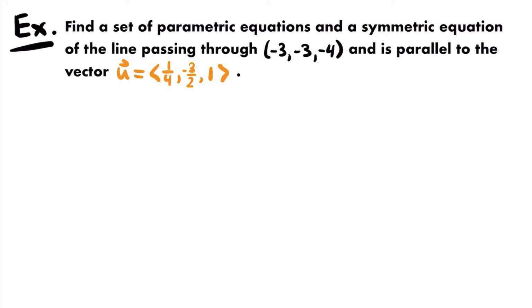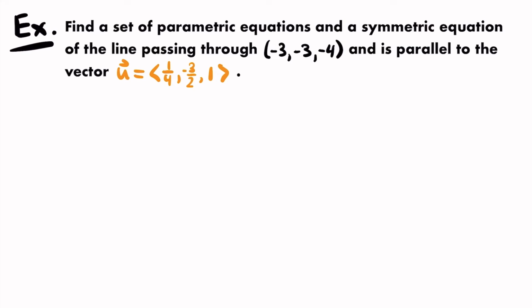Okay, and so I want to avoid working with fractions, so what I'm going to do is multiply this vector by a scalar multiple of 4, and that will get rid of these fractions. We'll have nice components to work with a different vector.